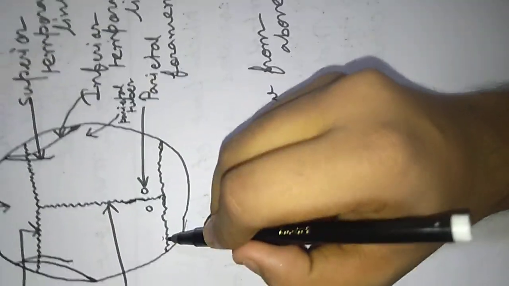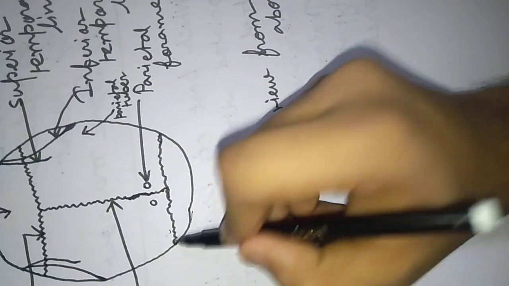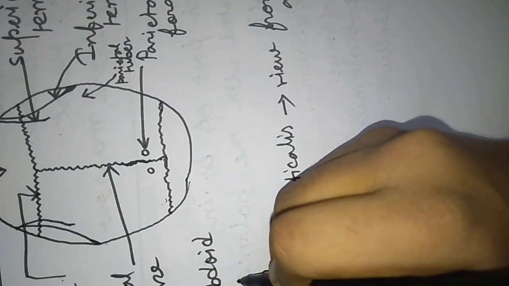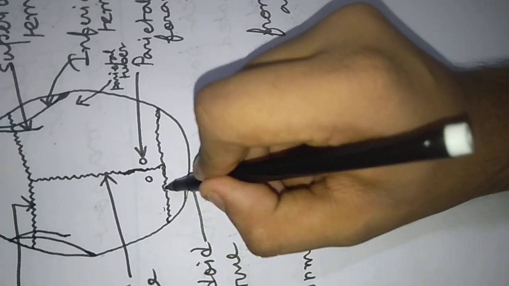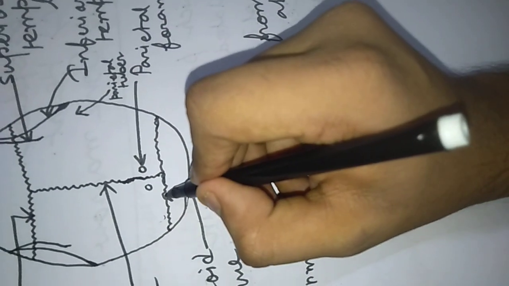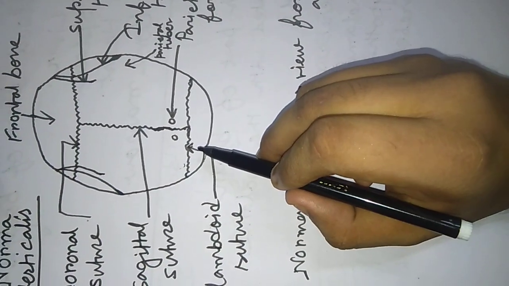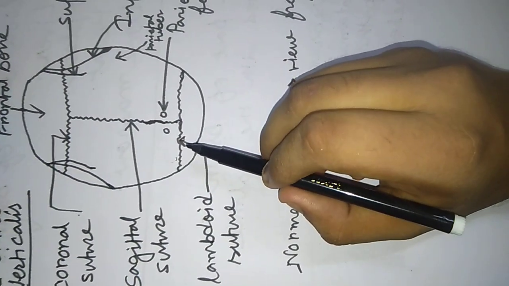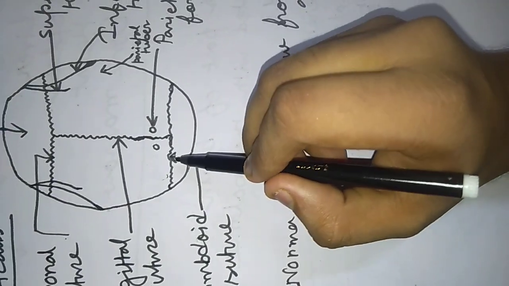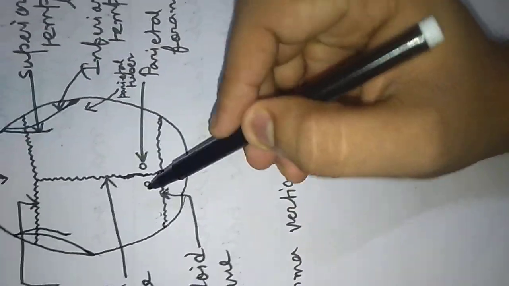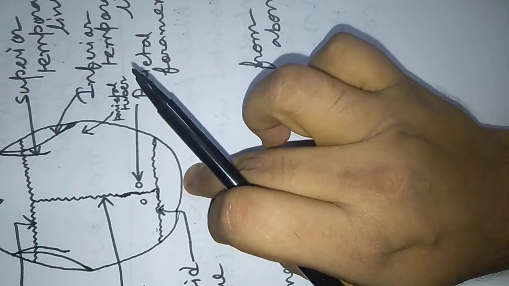This is the lambdoid suture. This and also this, I am only indicating one part. What is the lambdoid suture? The lambdoid suture is a suture of the skull which separates the parietal bones from the occipital bone.